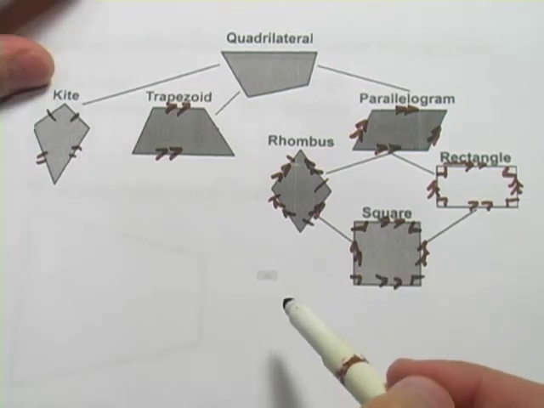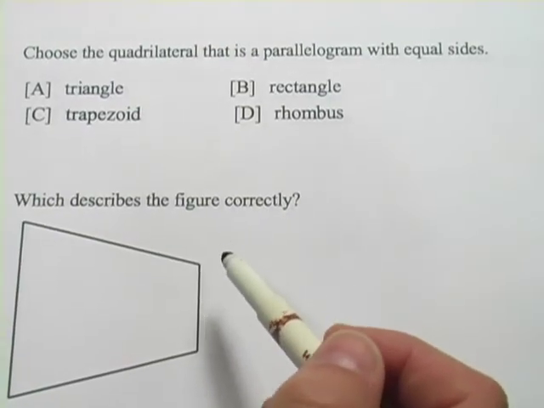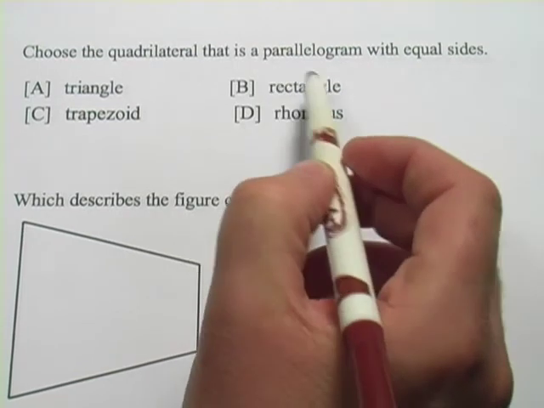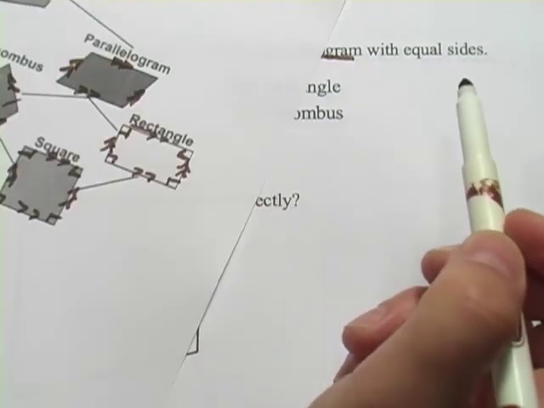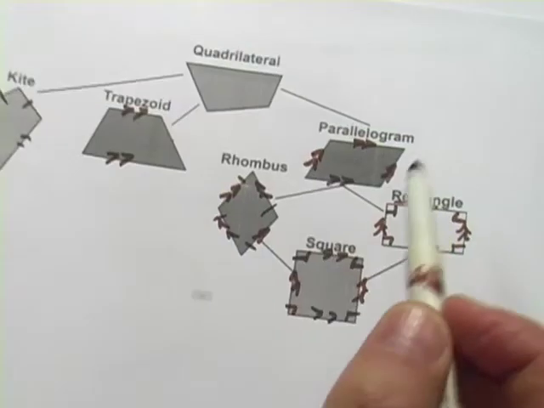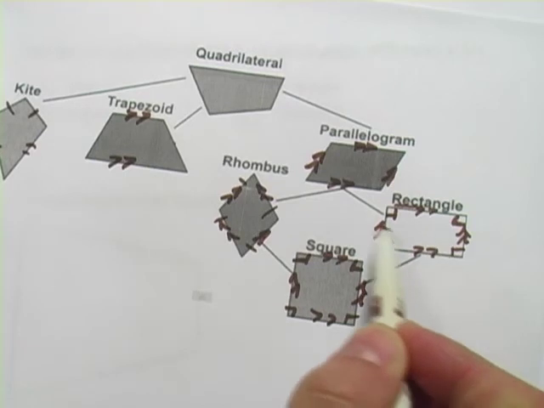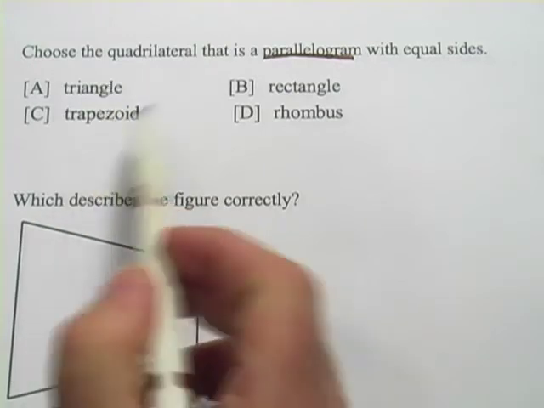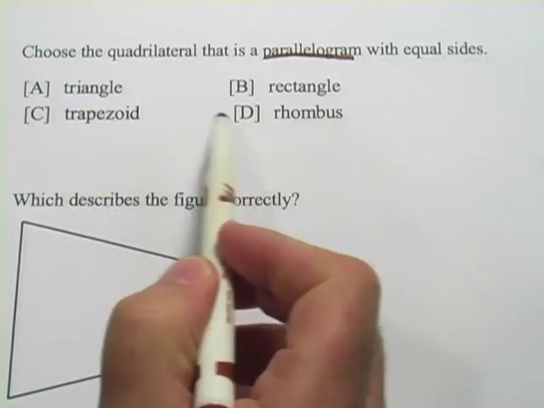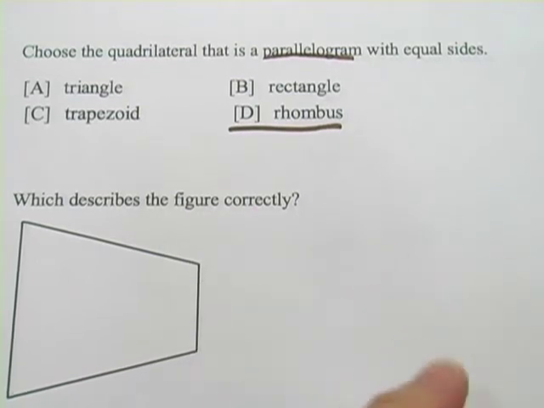Let's see if we can answer a few questions with this now. So this first one says, choose the quadrilateral that is a parallelogram with equal sides. And we actually just looked at that, and we actually have two choices. All of these guys are parallelograms. The rectangle does not have equal length of sides. The rhombus does, and the square does. Let's see what our choices are. Triangle, trapezoid, rectangle, and rhombus. So square is not a choice. Rhombus is the only one that works there.